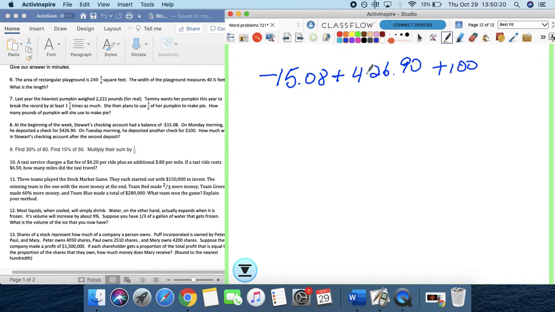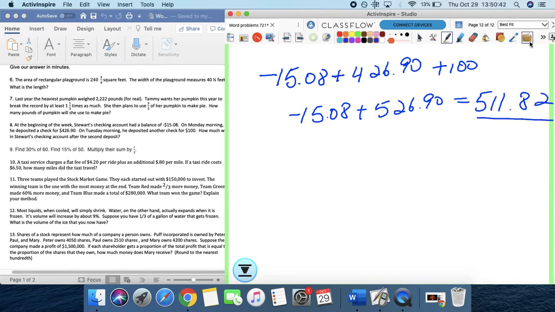So basically, let's take care of these two. So 426 and 90, so it's negative 15.08. Literally, that's what he did, right? So we know our answer is going to be positive, right? And it's just a matter of subtracting the two values, and how much is he going to have in his bank account? This much. Okay.